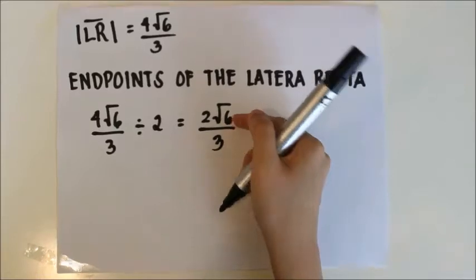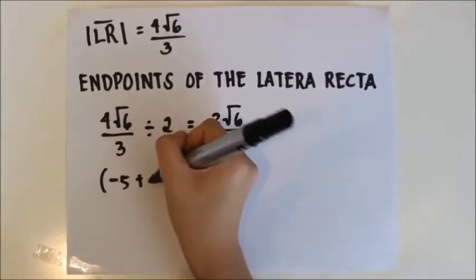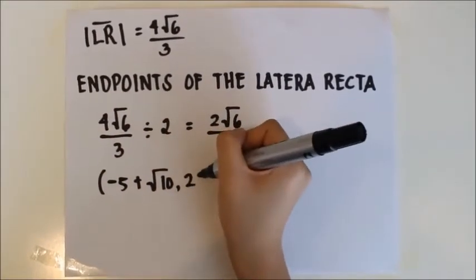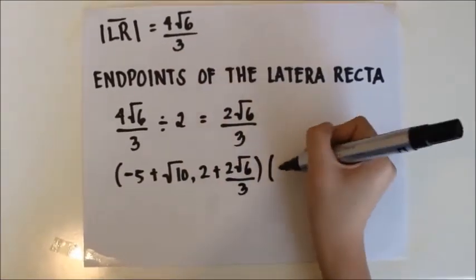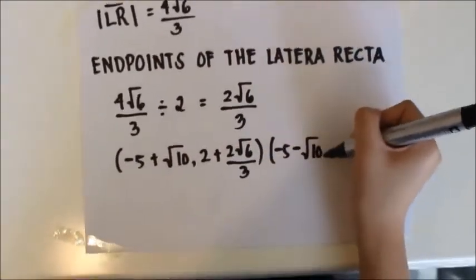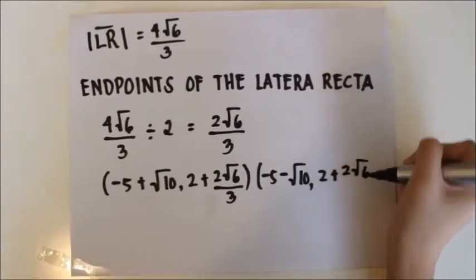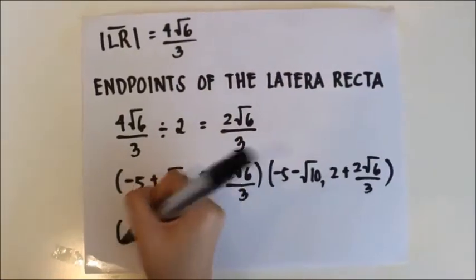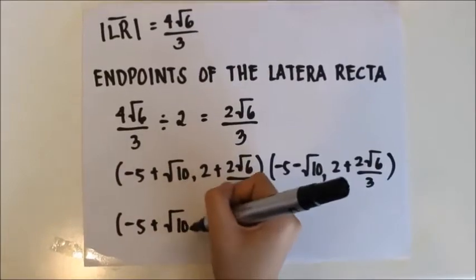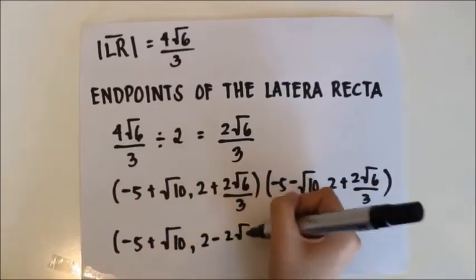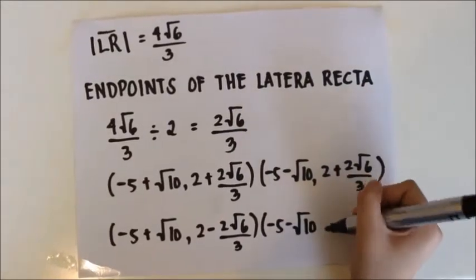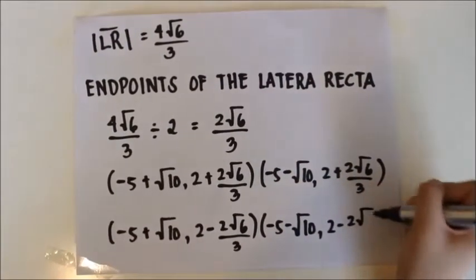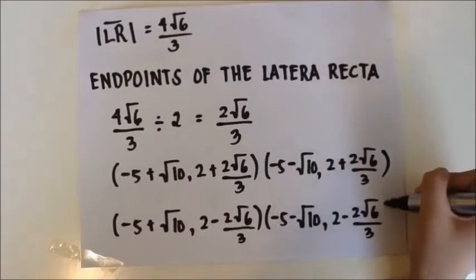So that gives us negative 5 plus square root of 10, 2 plus 2 square root of 6 over 3; negative 5 minus square root of 10, 2 plus 2 square root of 6 over 3; negative 5 plus square root of 10, 2 minus 2 square root of 6 over 3; negative 5 minus square root of 10, 2 minus 2 square root of 6 over 3.